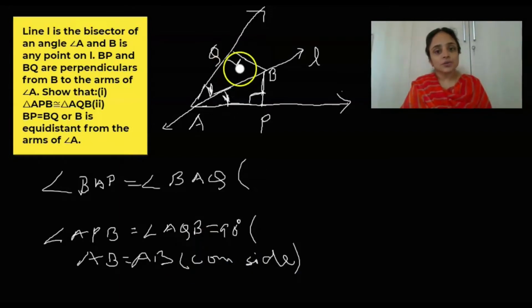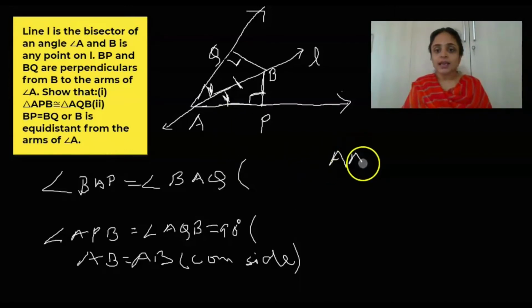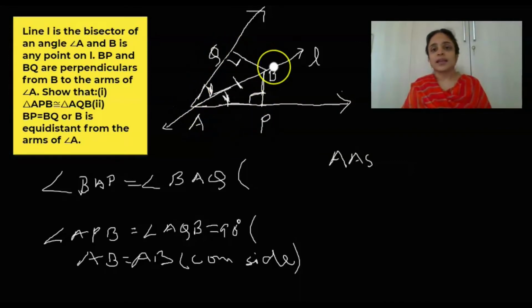So we have got two angles and one side as equal. And which criteria or rule will it satisfy? It will satisfy the AAS rule, right? So since this satisfies the AAS rule, we can say that triangle APB is congruent to triangle AQB.